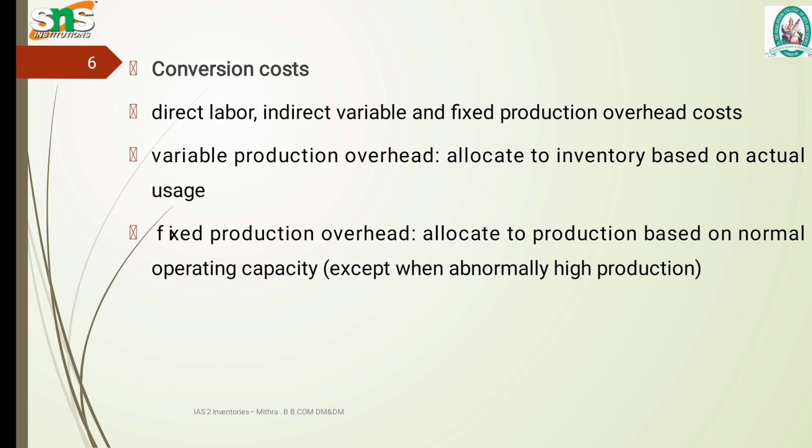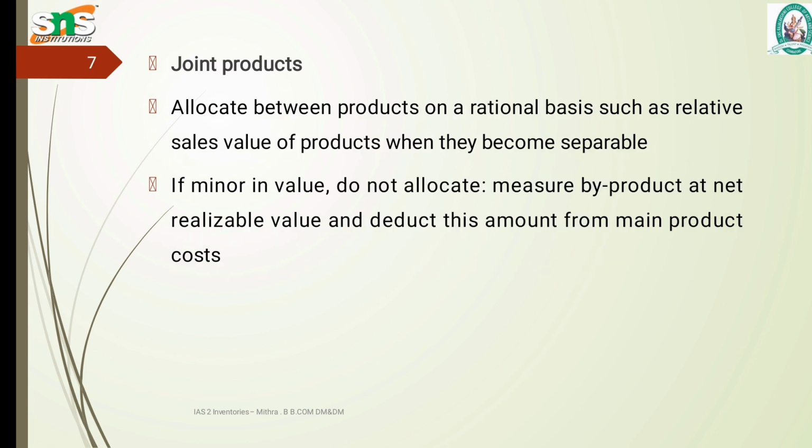The next thing is joint product. What is meant by joint product? Costs are allocated between the products on a rational basis, which means joint costs must be allocated on a rational basis, such as the relative sales volume of the products when they become separable.